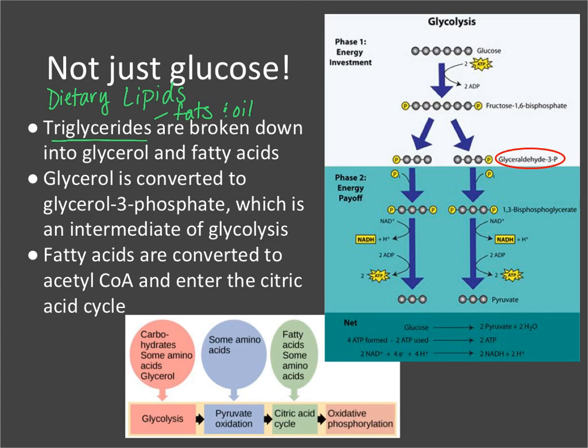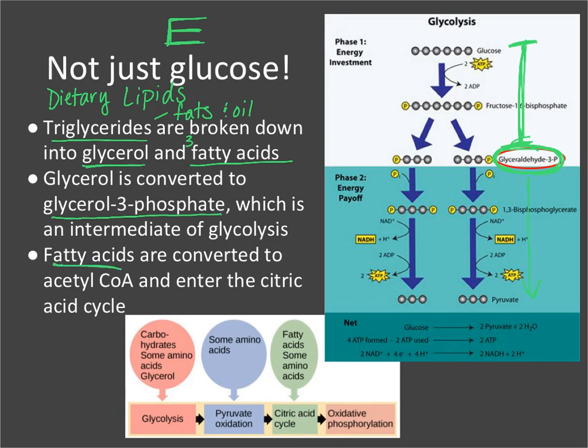Now, triglycerides are made up of a glycerol molecule bound to 3 fatty acid molecules. So we kind of draw them with a glycerol, and then they've got these 3 fatty acids that stick off of them. The first thing that happens is that the triglyceride gets broken down into the glycerol and the 3 fatty acids. Glycerol then gets converted to something called G3P, which is glycerol 3-phosphate, which, as you can see over here, is an intermediate of glycolysis. So it skips the first couple of reactions of glycolysis, and it just starts from this point on.